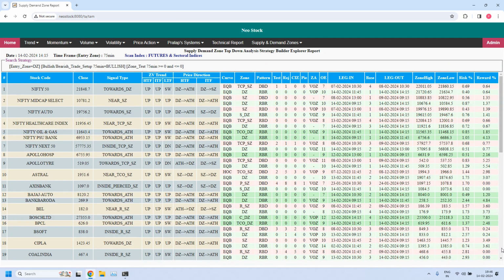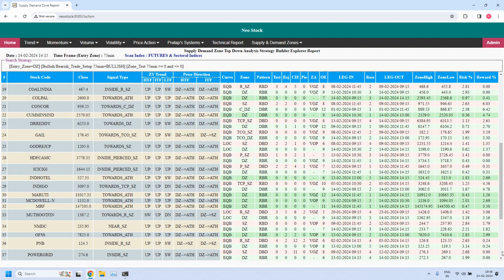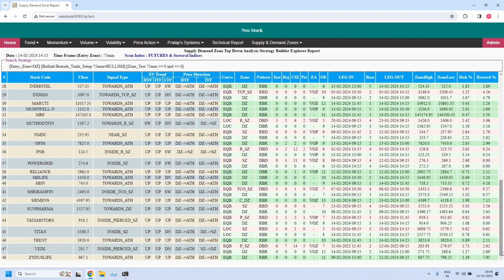Now let us see how many stocks are filtered after setting test count as 0 for the demand zones. Now the list has come down to 48. Now 48 stocks are filtered.